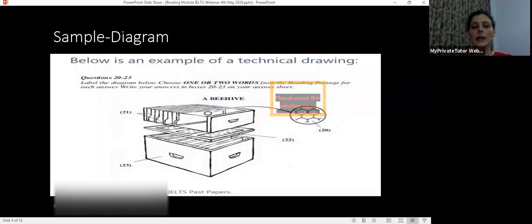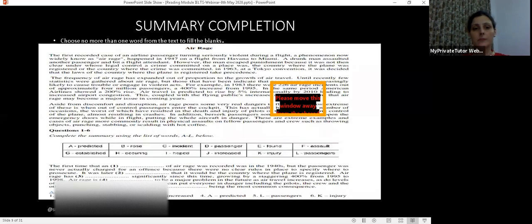Look at the question that is clearly showing that choose one or two words from the reading passage. You have to be very particular about that. And the labeling, you have to label that. You have to read it, and you have to be very particular about that, and just understand the label and follow the tips, and write it down and double check it.